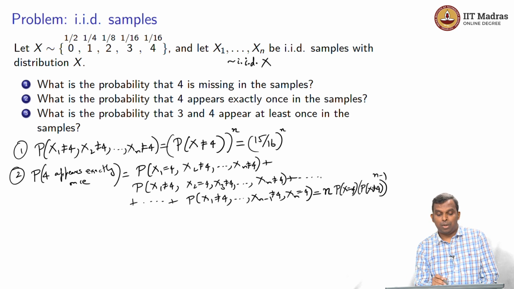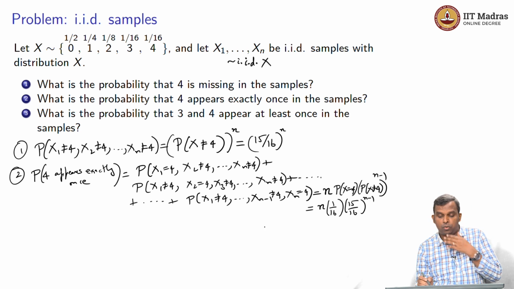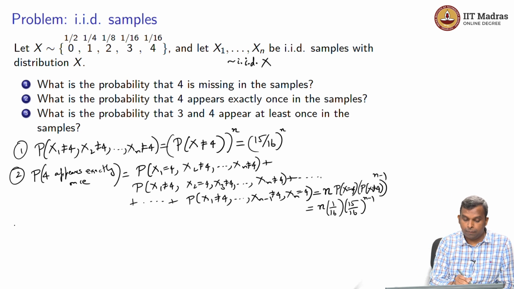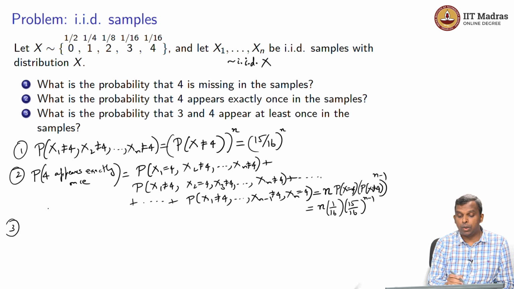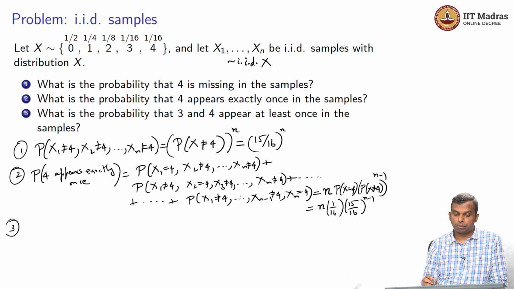So you can see every term is the probability that X equals 4 times the probability that X is not equal to 4, raised to the power n minus 1. And how many terms do I have? N of them. Notice how independent and identically distributed helps you. So this is n times 1 by 16 times 15 by 16 raised to the power n minus 1. Okay, so it looks interesting. There are many other ways to do this very quickly if you want to. You can see that it will be a binomial and do this very easily.